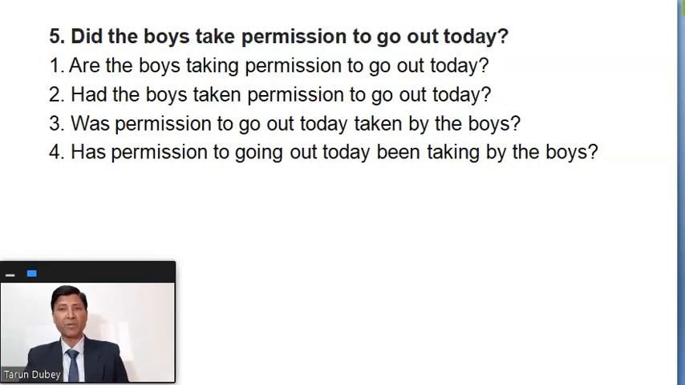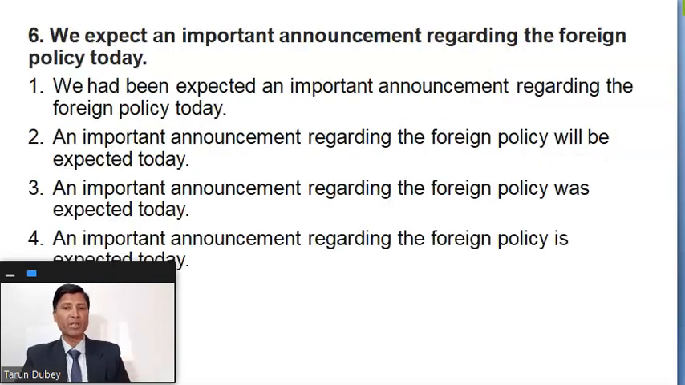Now look at question number 5. Find out the verb X. "Did the boy take permission to go out today?" What is the keyword? Verb X, auxiliary verb plus main verb: did plus take. Simple past. How do we change simple past into passive voice? Was plus V3. Where is was? Option number 3. There is only one was. There is no need to read the question.